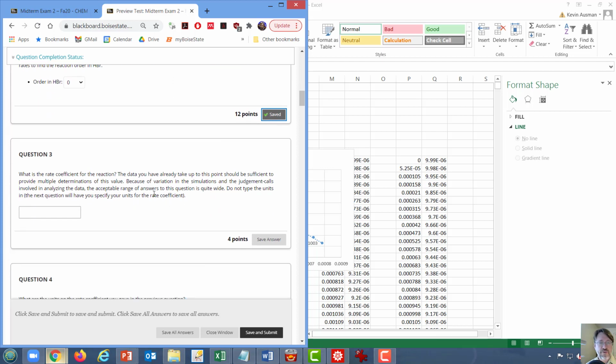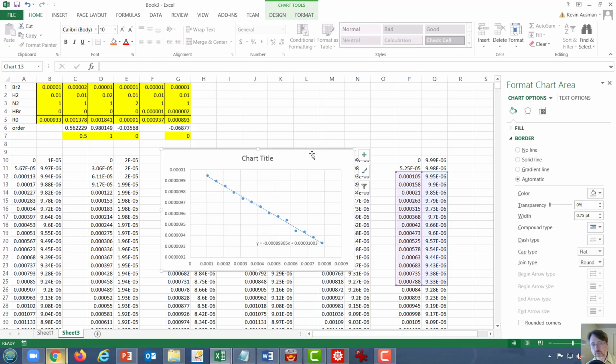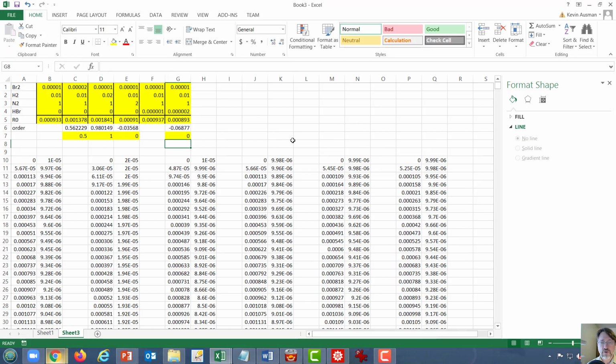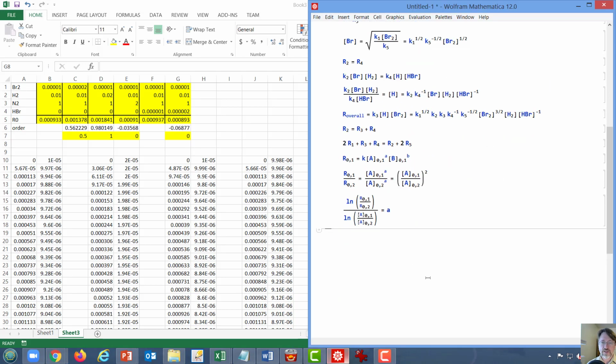What's the rate coefficient for the reaction? So we now know the rate law. Remember that the rate law now, in terms of the initial rate, is going to be R equals k times our concentration of Br2 to the 1/2 times our concentration of H2 to the first. Since we're looking at the initial rate, those are going to be our initial concentrations.